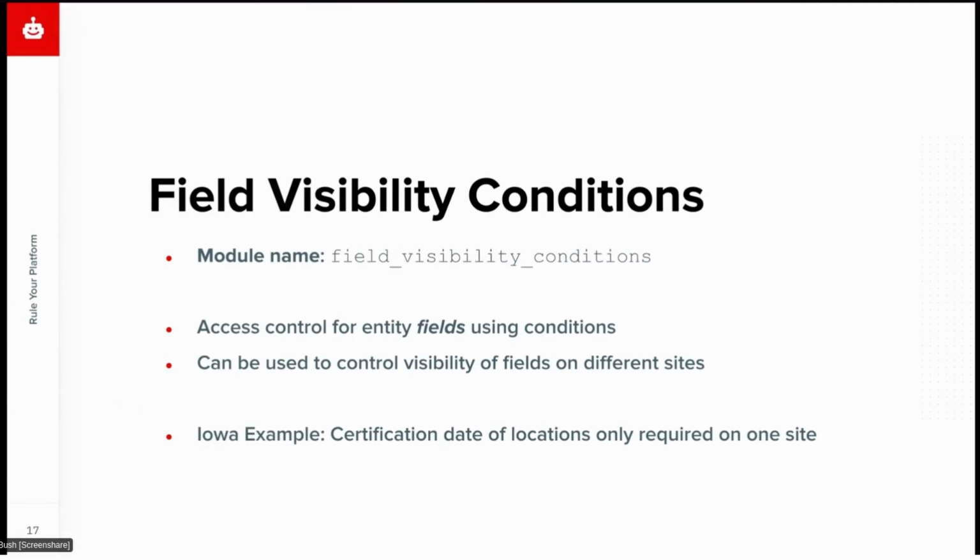Module number 2, field visibility conditions. This one allows you to control whether a field on a particular entity type or entity bundle is visible in a form. As I mentioned, the Iowa example is the certification date for locations, which does not make any sense on any of the other sites, so it is only visible on that one site.